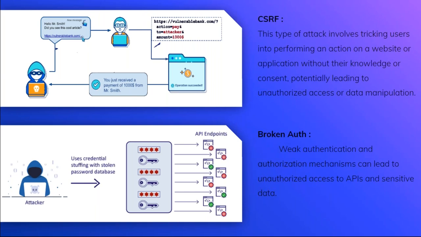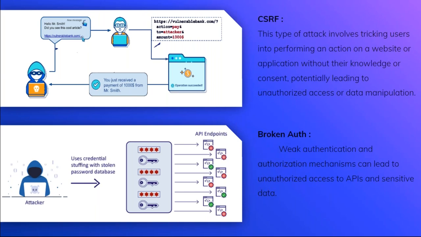CSRF attacks usually involve an attacker creating a malicious web page or email that contains a hidden request to a legitimate web application. When the user interacts with the page or email, their browser automatically sends the request to the legitimate web application, tricking the user into performing the action. This can allow the attacker to perform actions such as changing the user's password, making unauthorized purchases, or even deleting user accounts.